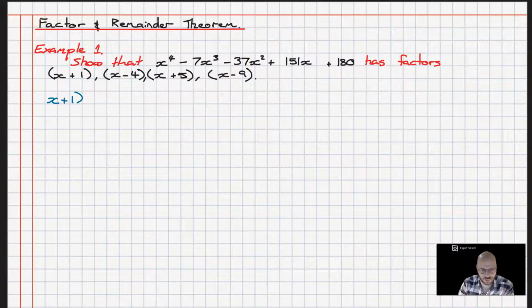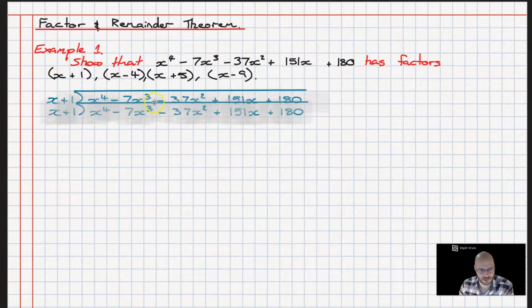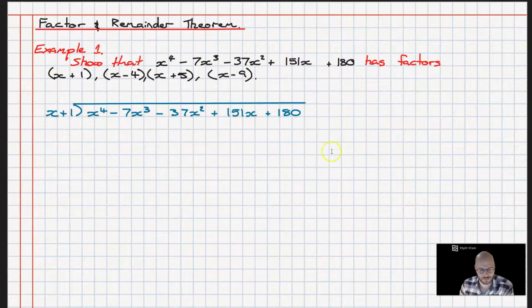So start off x plus 1, and then I'm going to write out the full expression up top. So x to the 4 minus 7x to the 3 minus 37x squared plus 151x, and then plus 180 left over. And then we simply finish off our notation like so. And I'll move this down just slightly for more space.